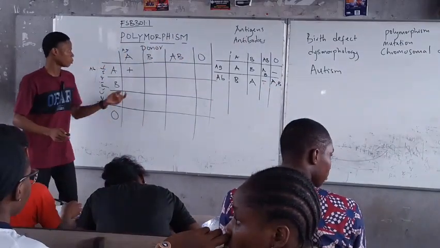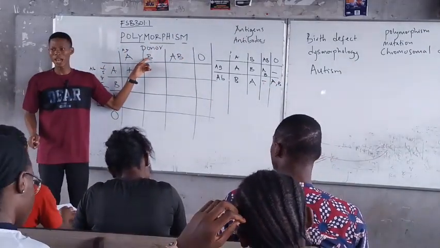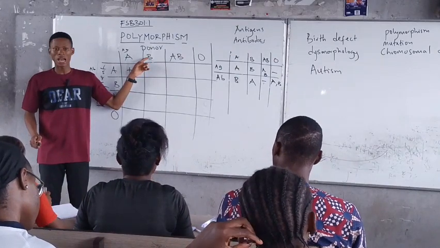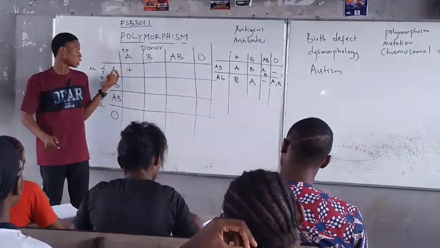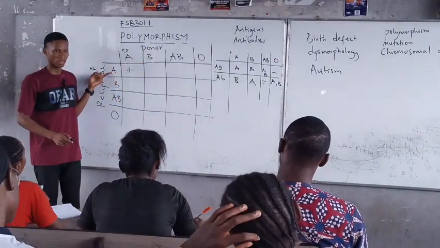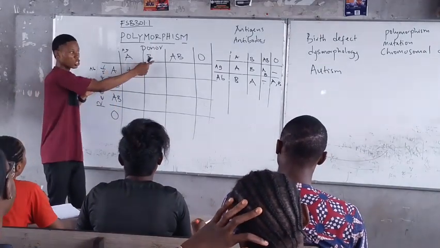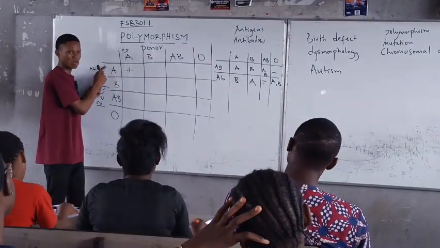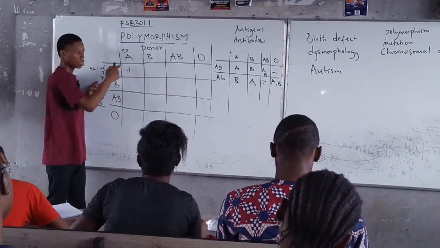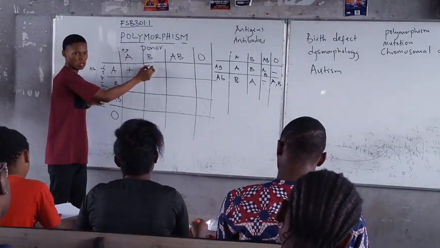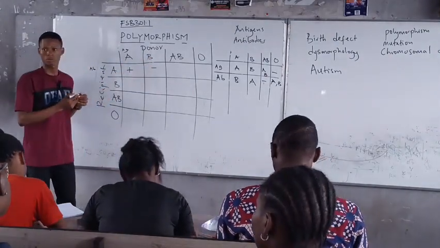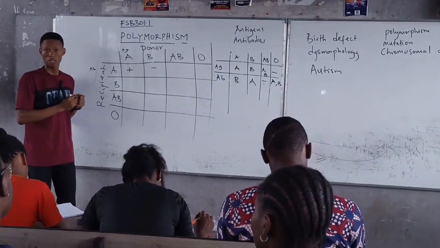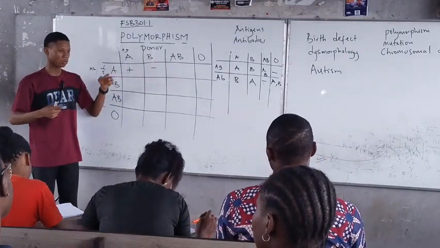Now back to this. What antigen do we have here? Antigen B, right? What antibody do we have here? Antibody B. Antigen B. Can antibody B fight against antigen B? Yes. So is it plus or minus? Do you understand? If you don't understand, next one now.